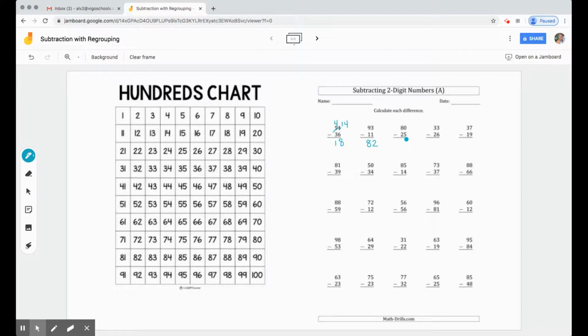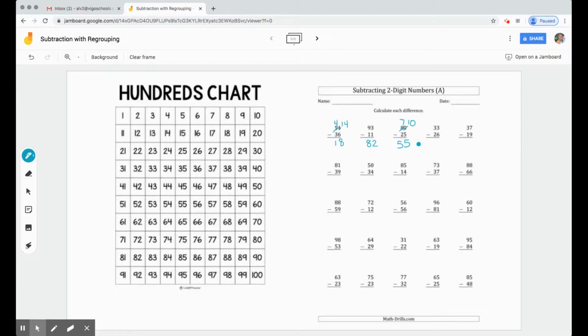Let's look at 80 minus 25. Looking at my ones place, I cannot take 5 away from 0. So I'm going to have to, again, jump over to my tens place and borrow 1 from the 8. So 8 minus 1 equals 7. And I'm going to carry that 10 over from the tens place, and my 0 now becomes 10. 10 minus 5 equals 5. 7 minus 2 also equals 5.